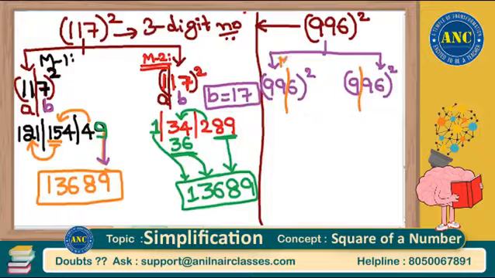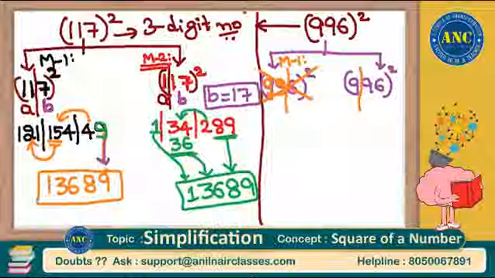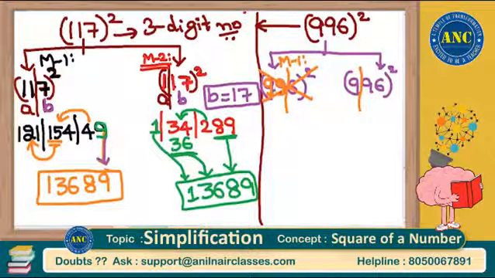If I apply method 1, A value is 99. 99 square I should get it as a square. But I don't know what is 99 square. Most of the people will not be knowing what is 99 square. So this method will not work out for this particular number because I don't know 99 square so easily, right? A value is 99. 99 square I am not that comfortable with.